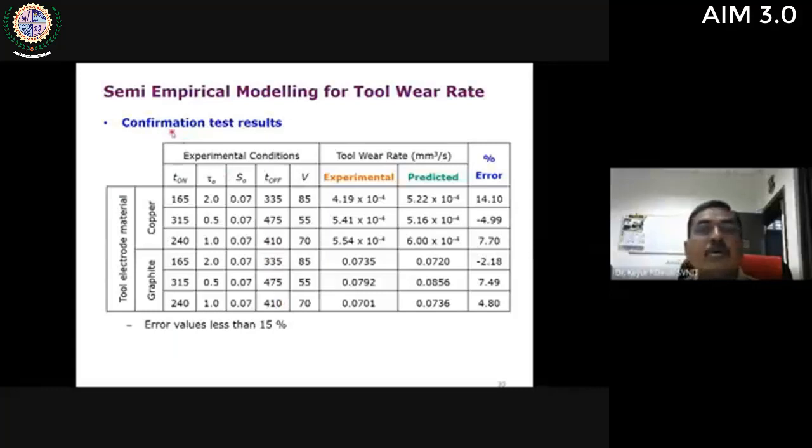Then we carried out a confirmation test: experimental results, predicted results, and error. If you can see, the highest error was 14.10, and on the negative side it was minus 4.99. So error is always less than 15%, which is quite reasonable and within acceptable limits.